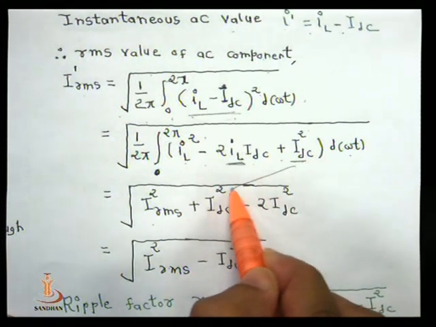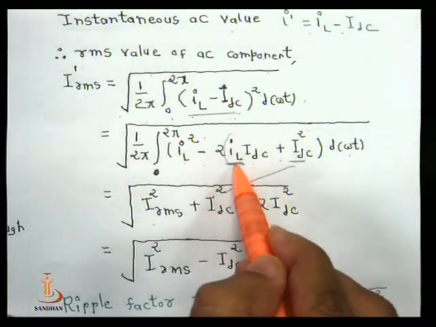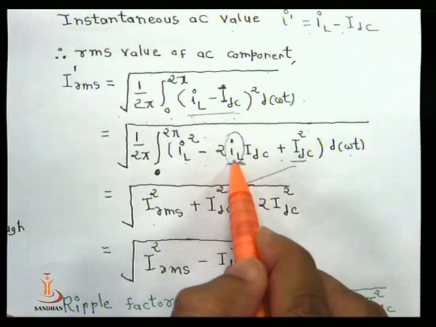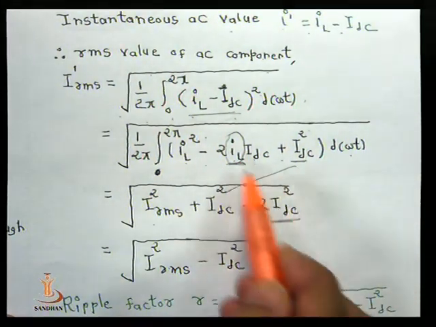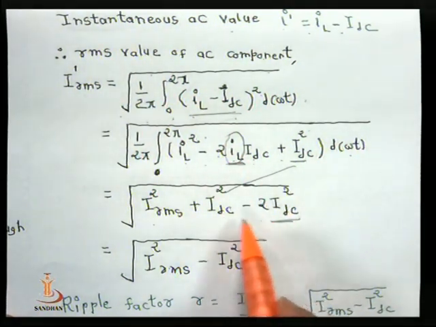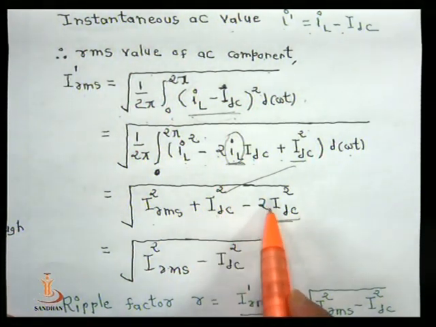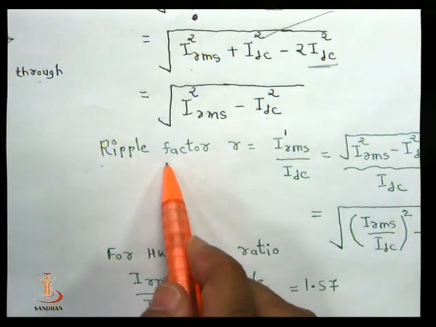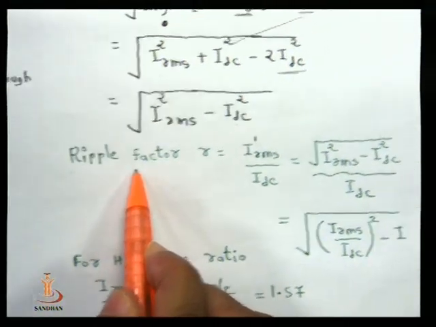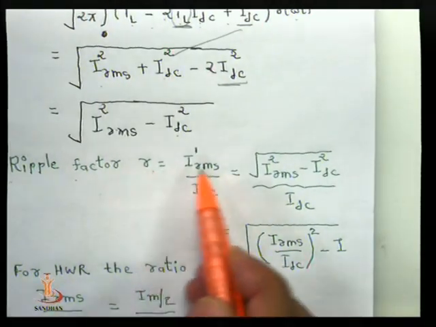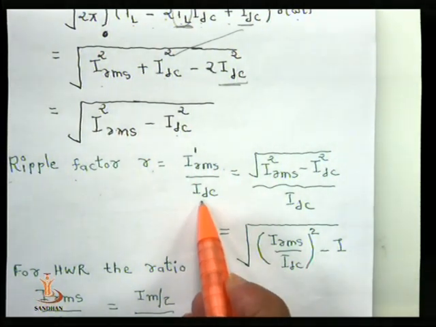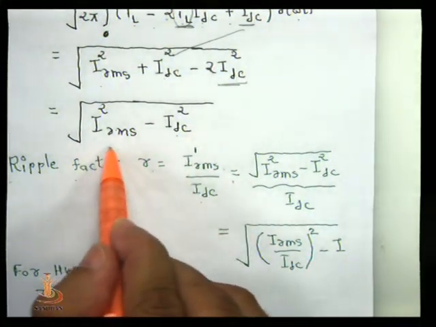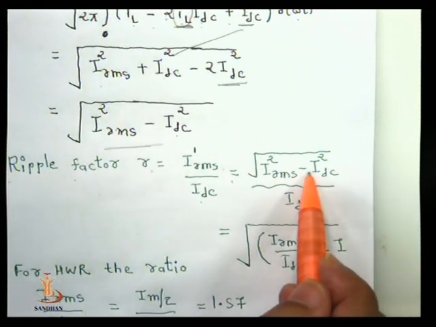In place of IL we are considering IDC. IDC into IDC is IDC square, 2 as it is. So this one is one time, this is two times, but minus, that's why we are getting like this. Now the very important component is the ripple factor. So the ripple factor r equals I dash RMS upon IDC. I dash RMS is already found over here, upon IDC.